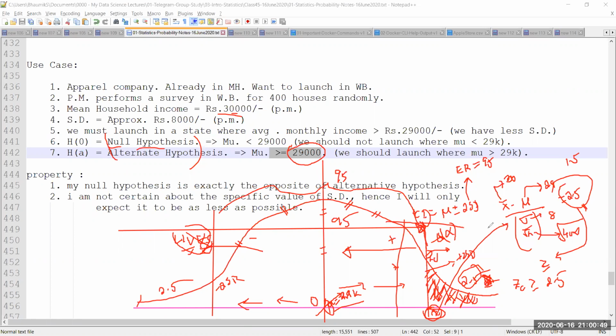The value of ZC is going to increase as I go on the right-hand side. Then the better the value, the more I will be able to decipher that I can reject the null hypothesis and accept my alternative hypothesis. This was my aim here. I would like to launch this because the alternate hypothesis says the mean should be greater than or equal to 29,000. In this case of West Bengal, I see that it is actually equal to 30,000. Hence, I'm confident I'm going to launch my product.